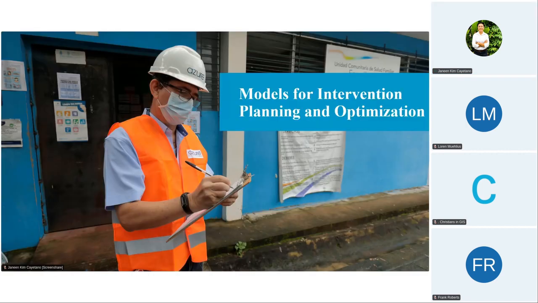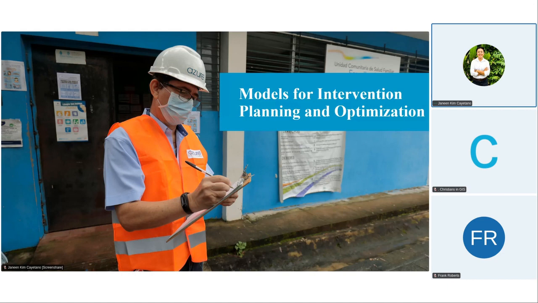So I've actually collated most of the GIS models that we've created, mainly the ones we used in the projects that we've worked with. I think I've divided them into three parts. The first one is models for intervention planning and optimization. This is more or less the pre-project phase, before we even deploy or start the project.